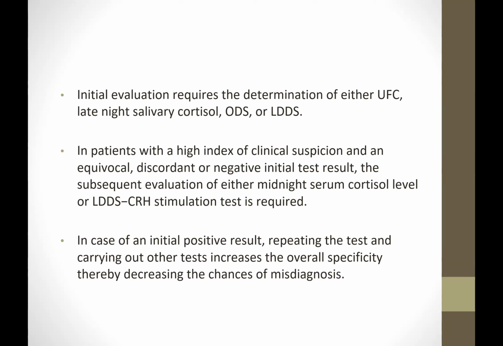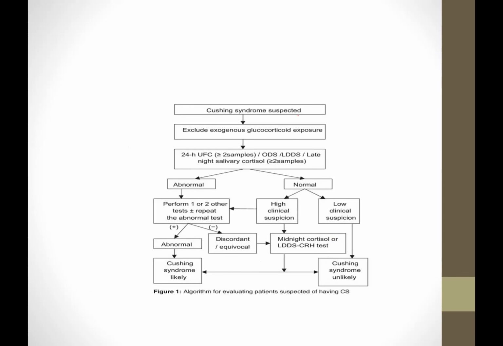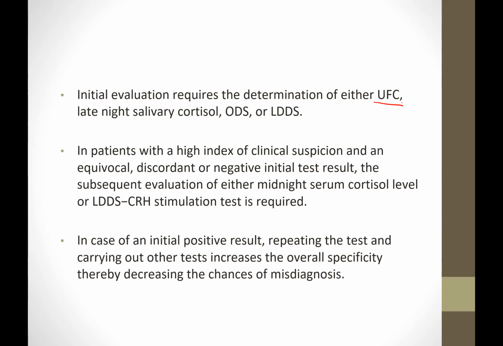So what we are saying is take any one of the first level of tests. What are the first level of tests? Urine free cortisol, ODS, or LDDS. You can do UFC, or you can do late night salivary cortisol, or you can do a blood cortisol exactly at 12 a.m.